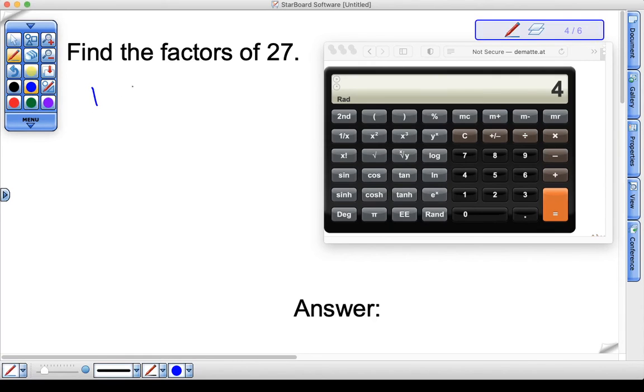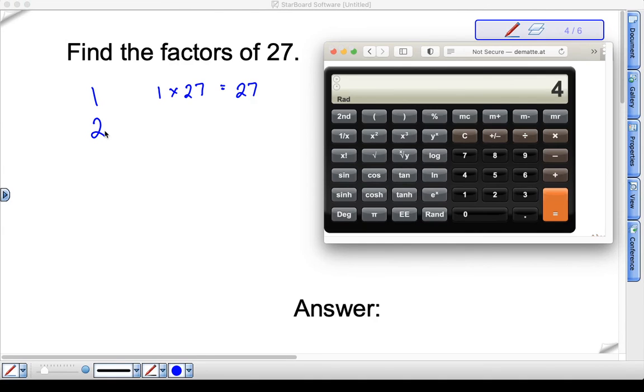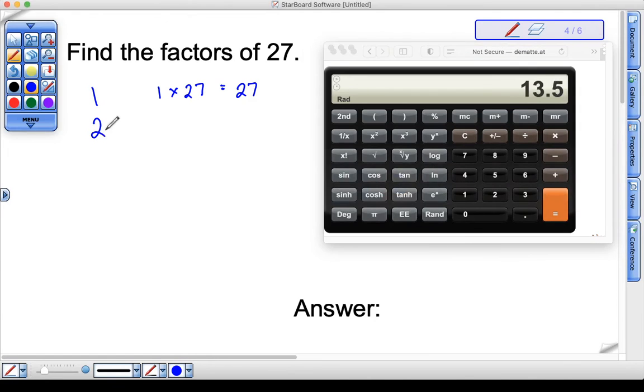1 is what I always start off with, and 1 times 27 is equal to 27. Next, the number I'm going to try is a 2. So if I go to my calculator, I start with the number I'm finding the factor of, 27, and I divide that by 2, and I get a decimal. So that means 2 is not going to work. So I'll write no right over there.